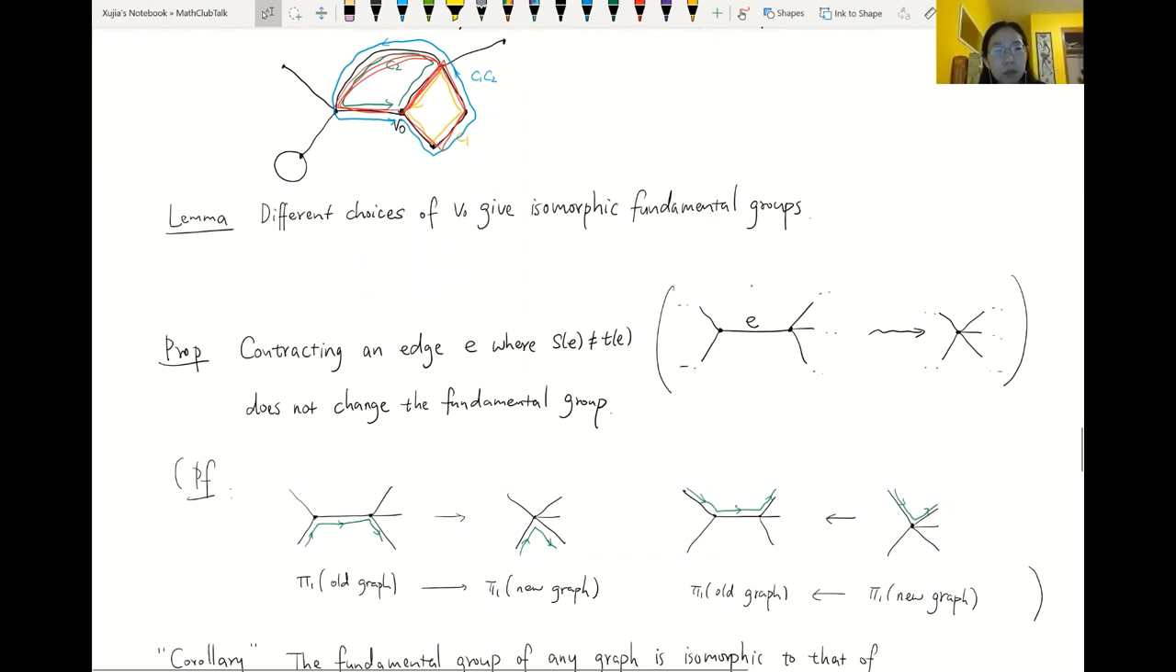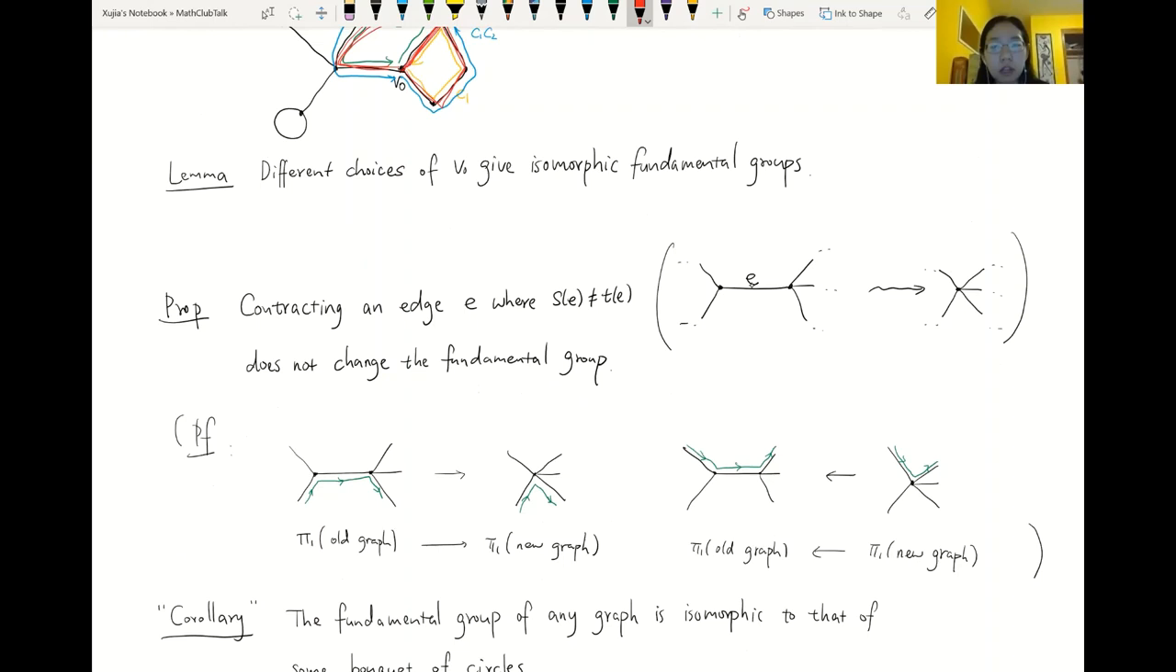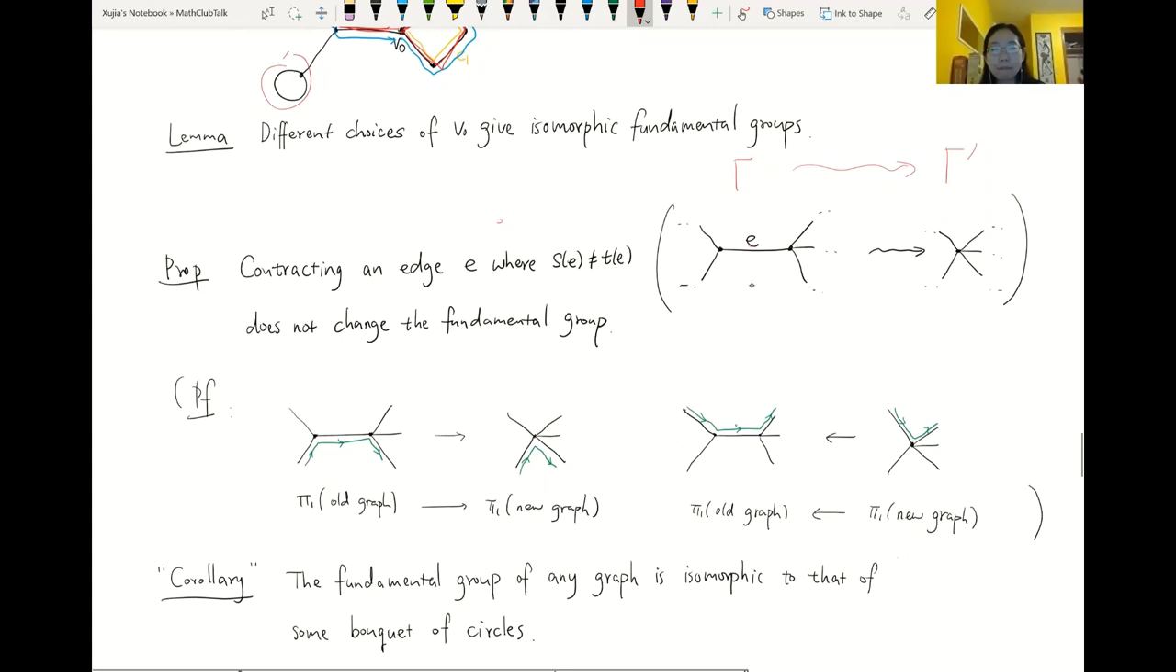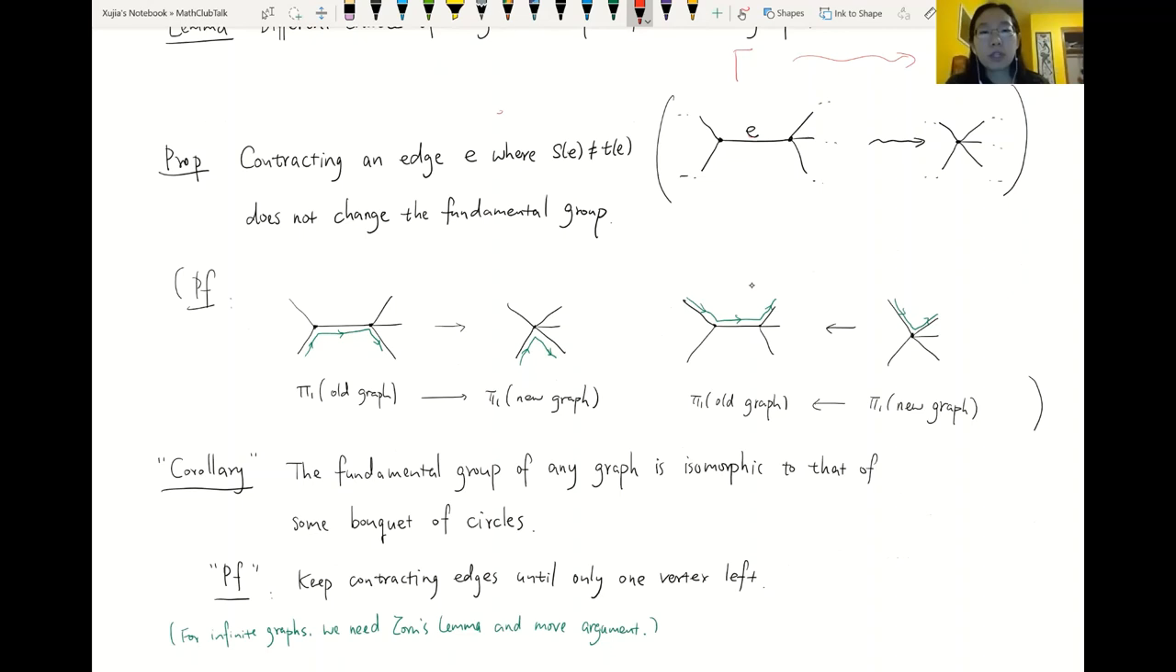Okay, proposition. Say we have a graph gamma here. We have an edge E in this graph. We can obtain a new graph, say gamma prime, by contracting this edge. You just identify these two vertices and remove this edge, going like this. We can only contract such an edge if the source and target are different. The proposition is that such an operation doesn't change the fundamental group of this graph.